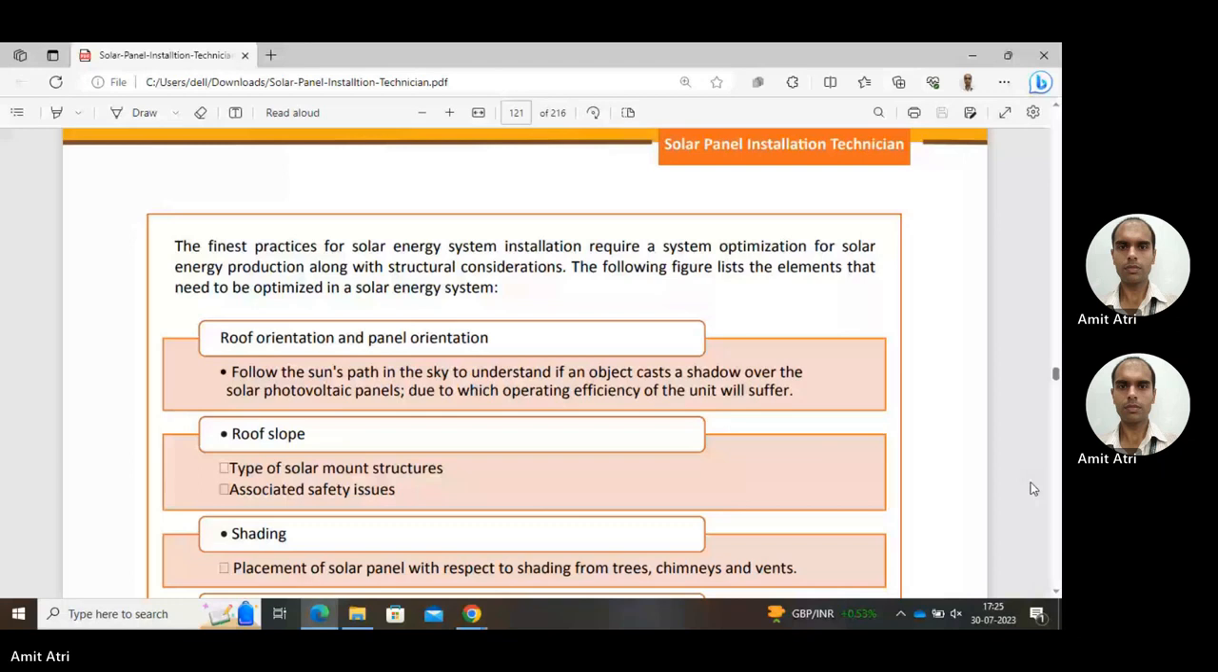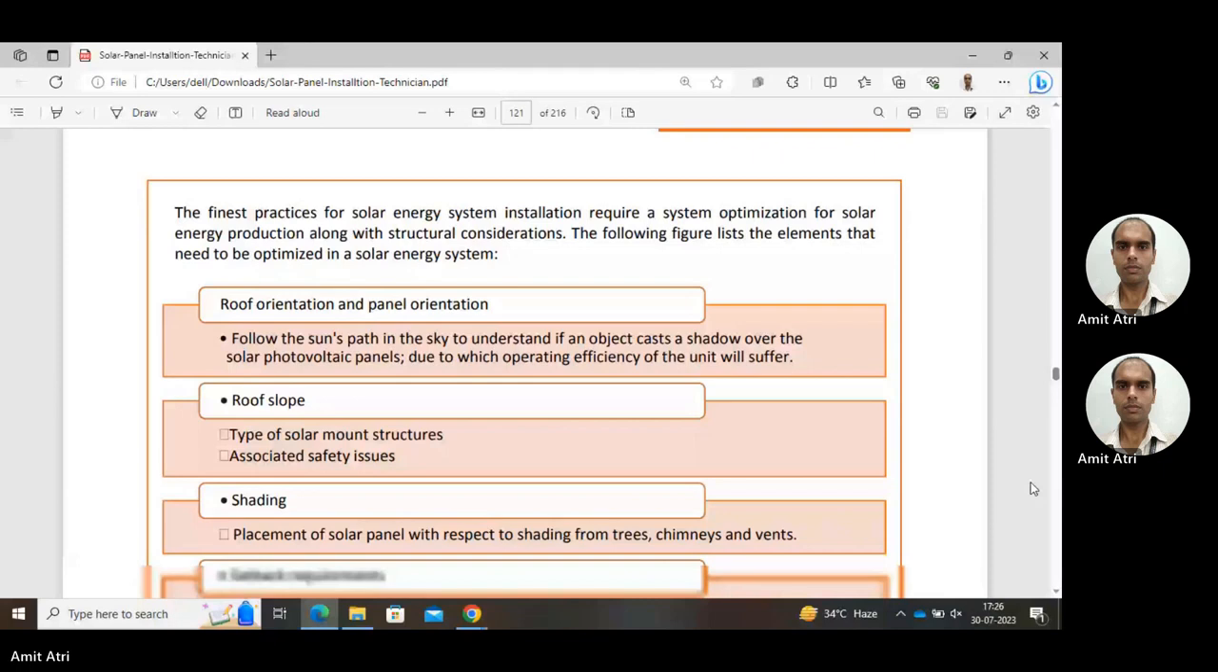Then next is roof slope. In case of a slope, we need a different type of mounting structure. We need to adjust as per the roof slope. Then we have to consider safety issues. Shading: objects like trees, chimneys, and vents can cast a shadow on our system, on the panel, and that will reduce the production.